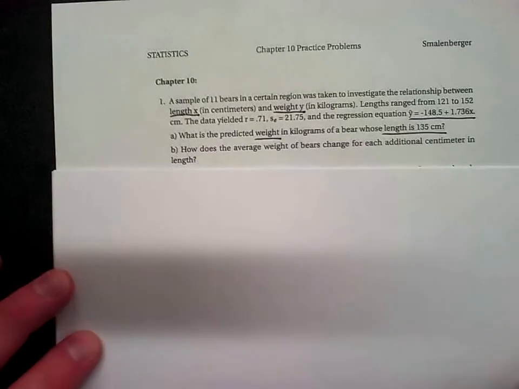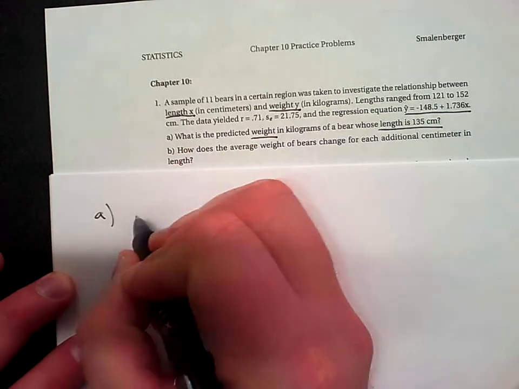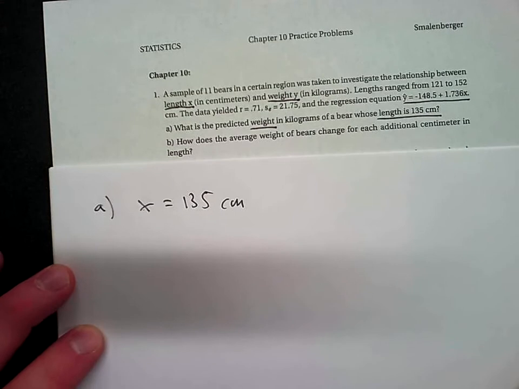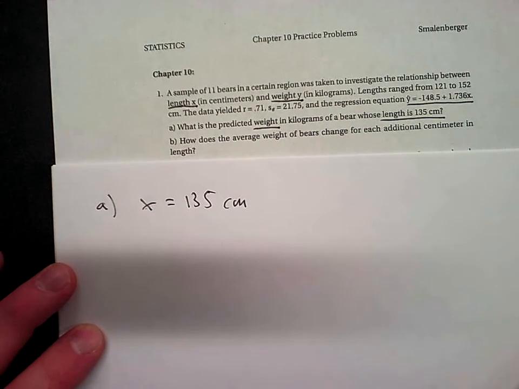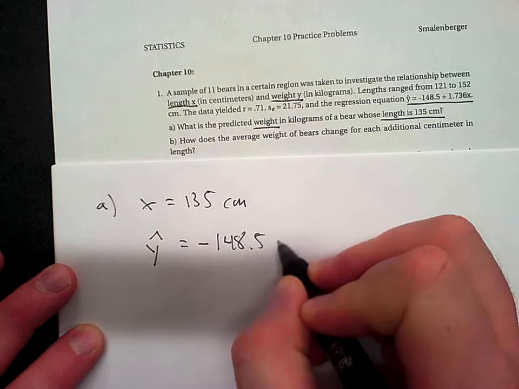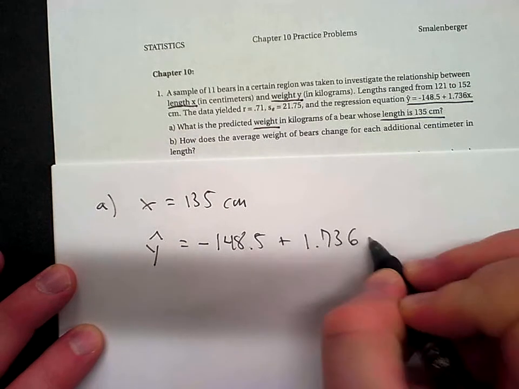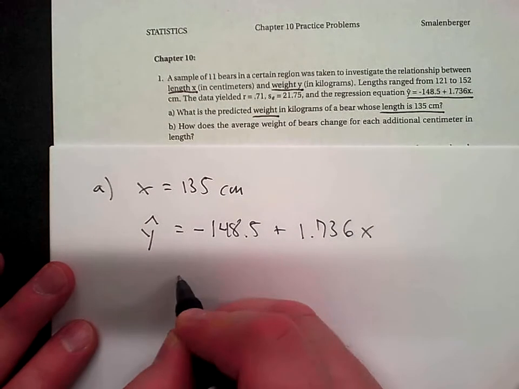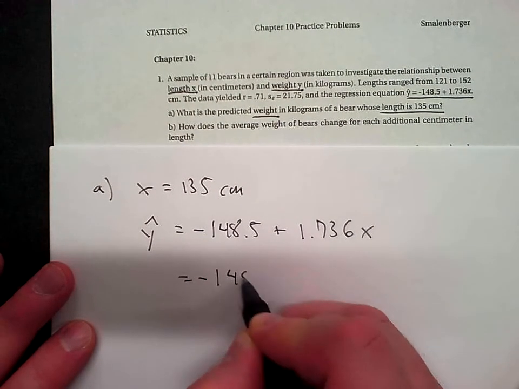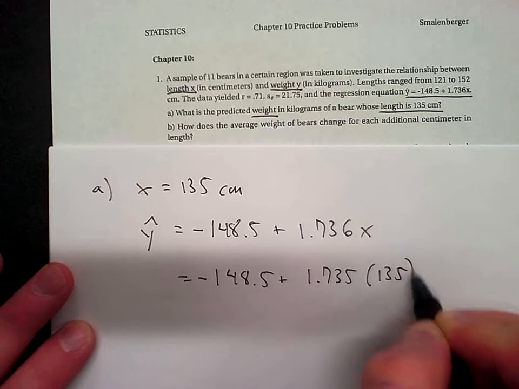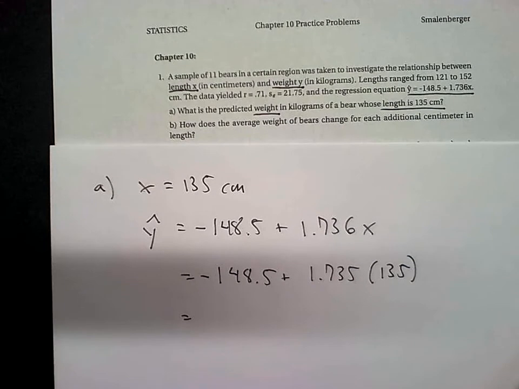All right, so let's do it. We have, for A, that x is equal to 135 centimeters. Is everybody good that it's x and not y? And our regression equation is y hat is equal to negative 148.5 plus 1.736 times x. It's asking us to find a predicted value for the weight, so we're just going to plug in 135 for x. And if you do this, what do you get?